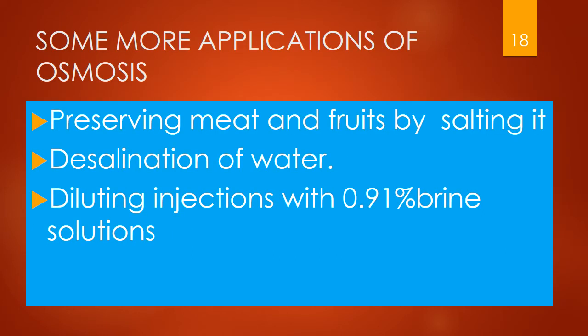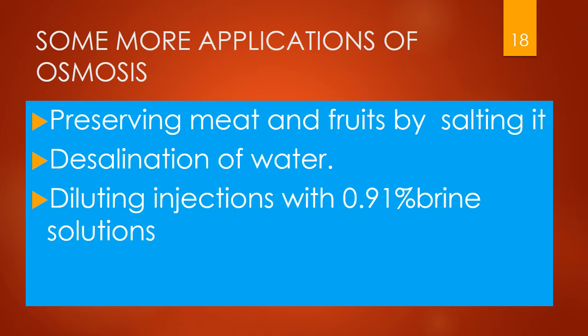More applications of osmosis. In olden days itself, there was a way of preserving meat and fish by salting it. What happens during salting? All the moisture content is removed, and that occurs due to osmosis. At such extremely concentrated conditions, the microbes and fungus cannot survive.